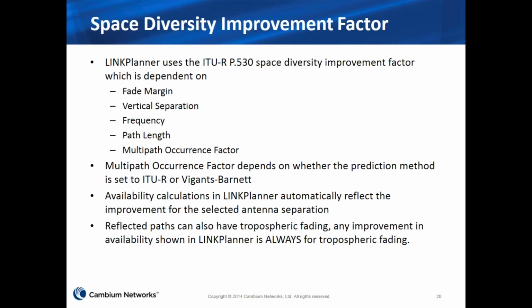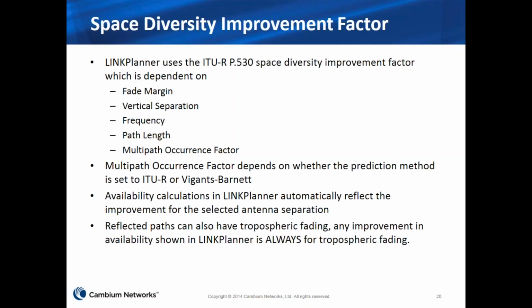So as we said, it's not an exact science, so how do we predict how much improvement we can get? This is where we fall back on the standards and the algorithms taken from the ITU-R P.530 recommendation. This recommendation uses a number of factors which you can see here, and it's developed based on measurements taken on paths above 25 kilometers, 15 miles, for frequencies between 2 and 11 gigahertz, and with separations between 3 and 23 meters, so 10 to 75 feet.